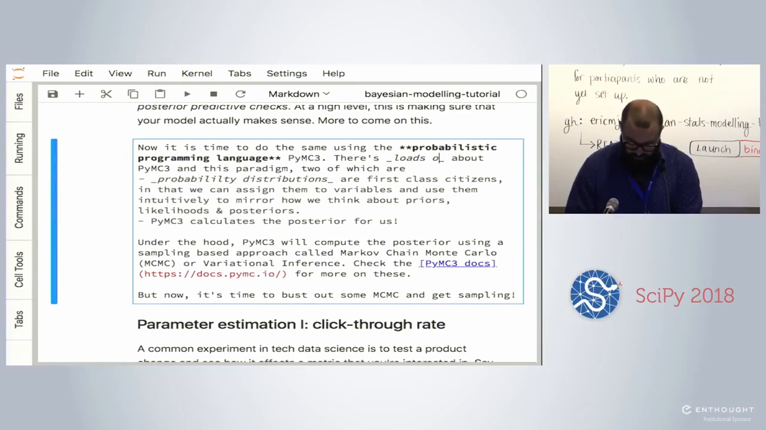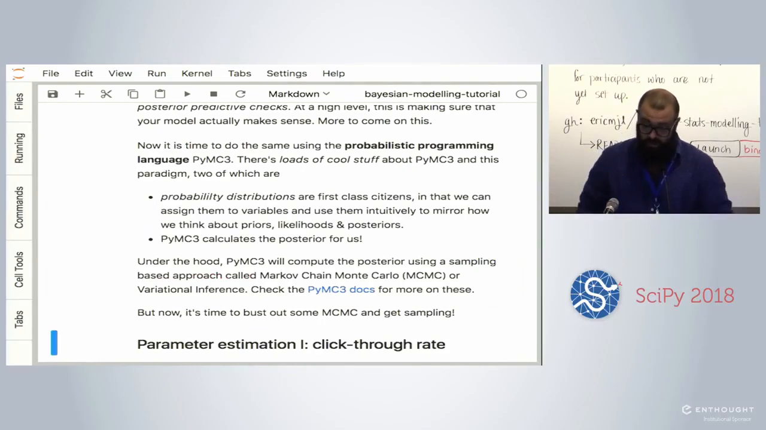There's loads of cool stuff about PyMC3 and this paradigm of probabilistic programming, two of which are, the second one, as I said, it calculates the posterior for us. That's awesome. One of the most important things is that in this framework of thinking about programming and Bayesian thinking, probabilistic distributions are first-class citizens.